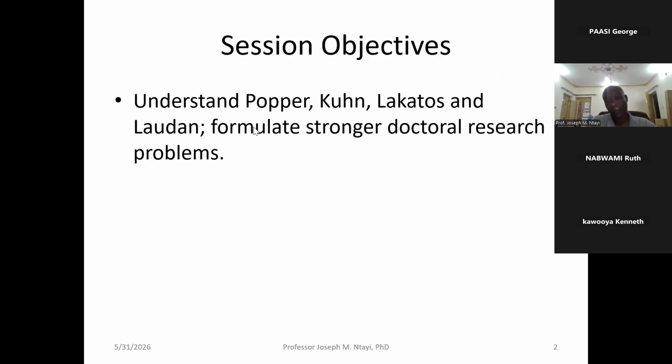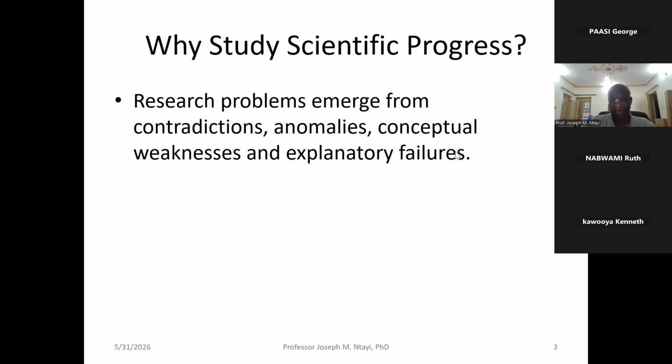That's Karl Popper. We have already gone through Karl Popper, meaning that I will not say much. Only that I will introduce Kuhn and Lakatos. I think I talked about Lakatos at some stage, who talks about scientific research programs, and Laudan. Of course, all these ideas here help us to formulate stronger doctoral research problems. Of course, we have reasons why we study scientific progress in this case.